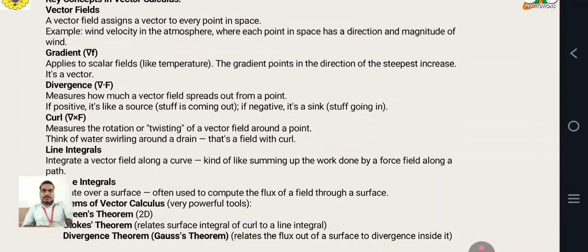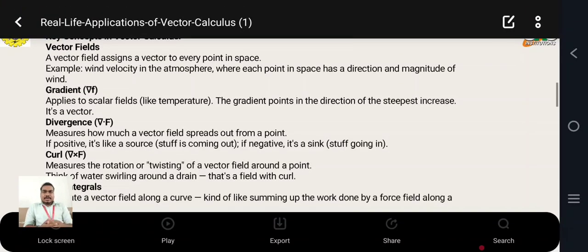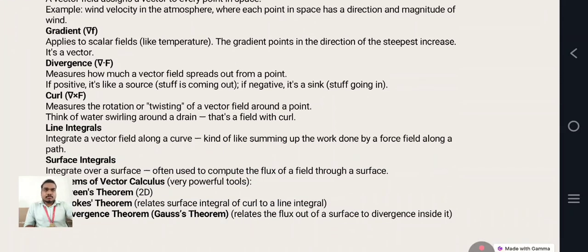We will see the key points of vector calculus. A vector field assigns a vector to every point in space. For example, wind velocity in the atmosphere, where each point in space has a direction and magnitude of the wind. The gradient is denoted as del f. It applies to scalar fields like temperature. The gradient points in the direction of the steepest increase. It's a vector. Next we will see the divergence, del dot f, and curl. These are the key points of vector calculus.